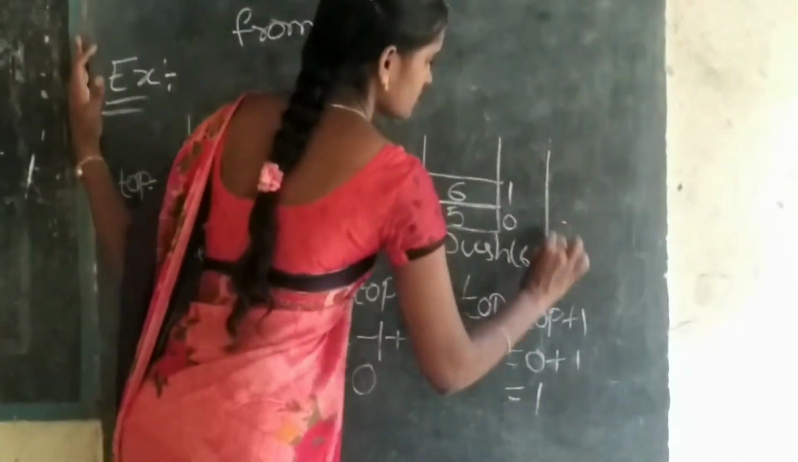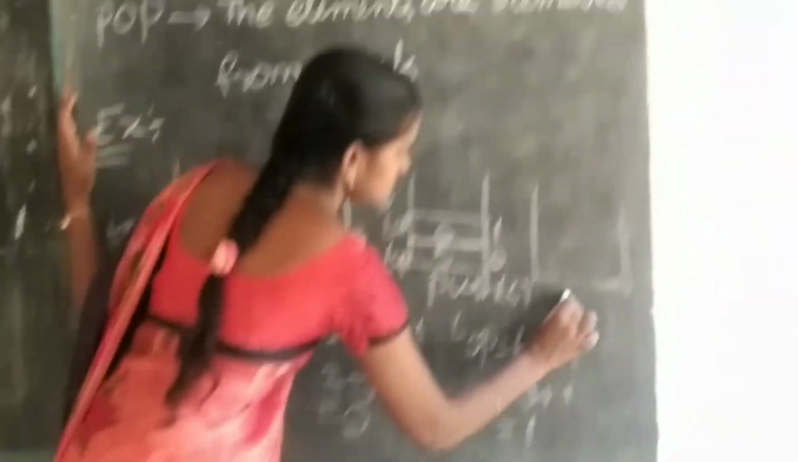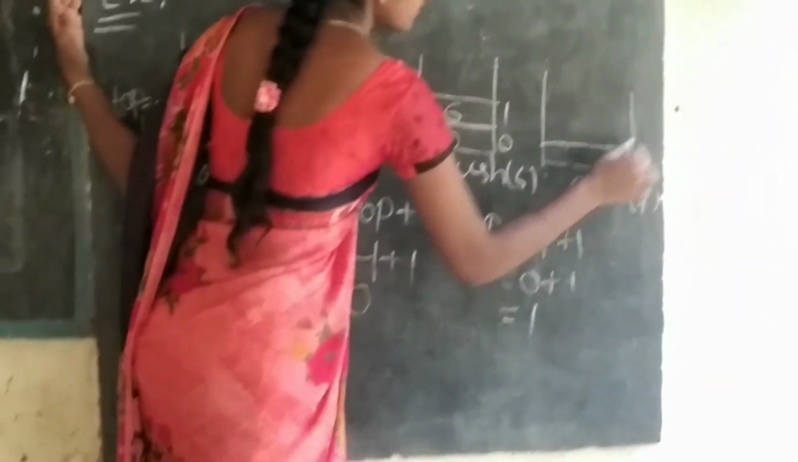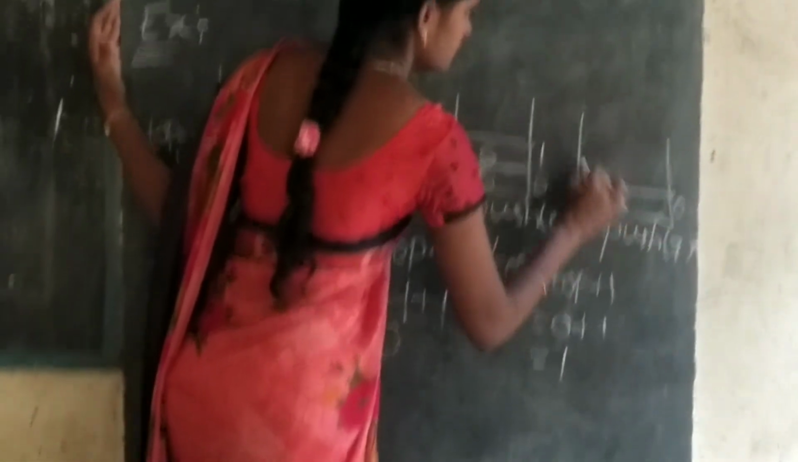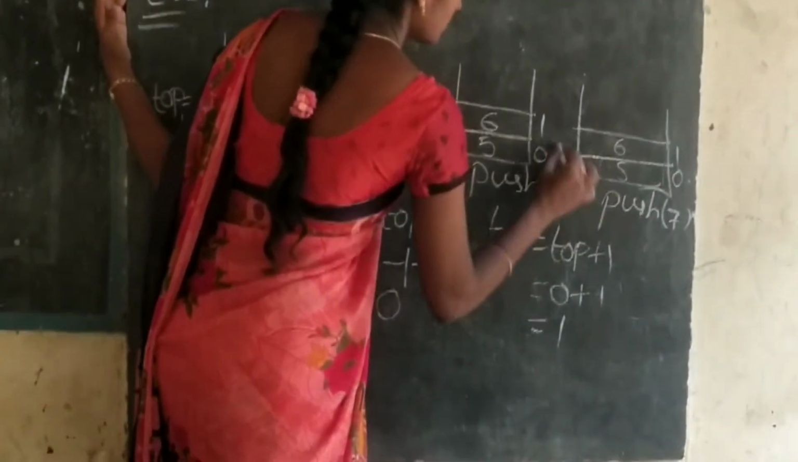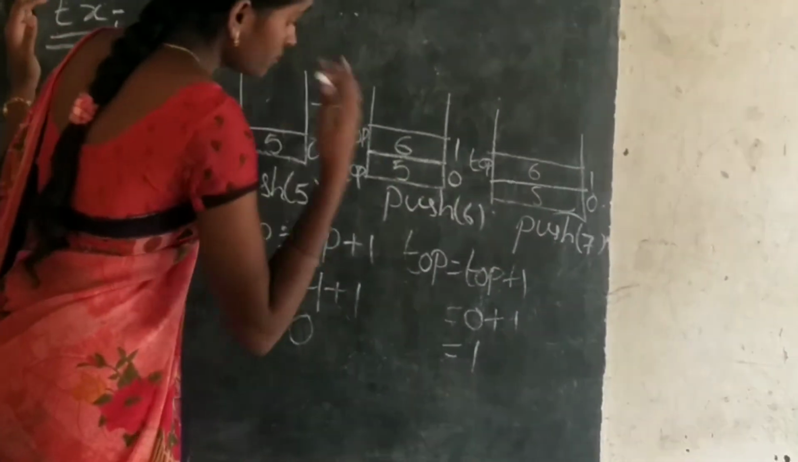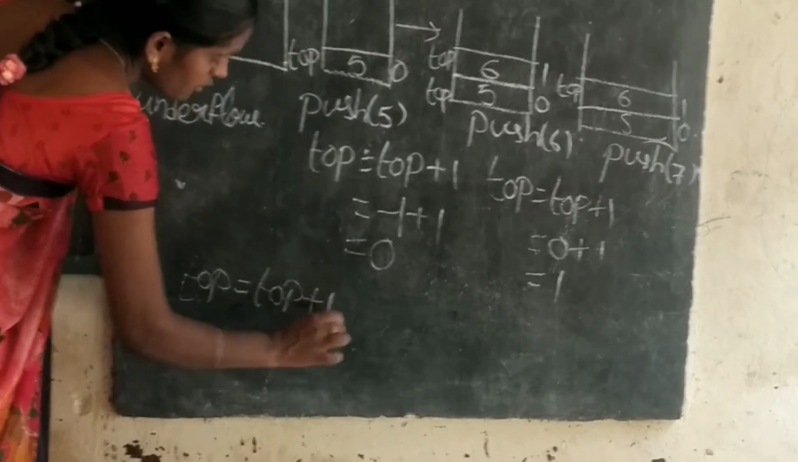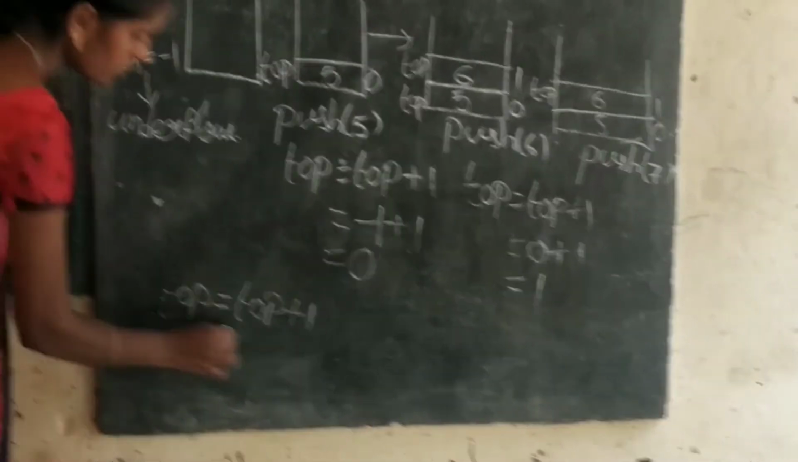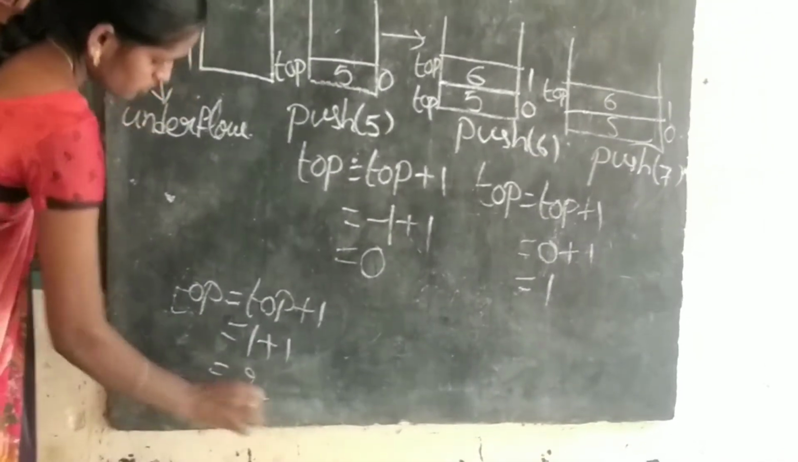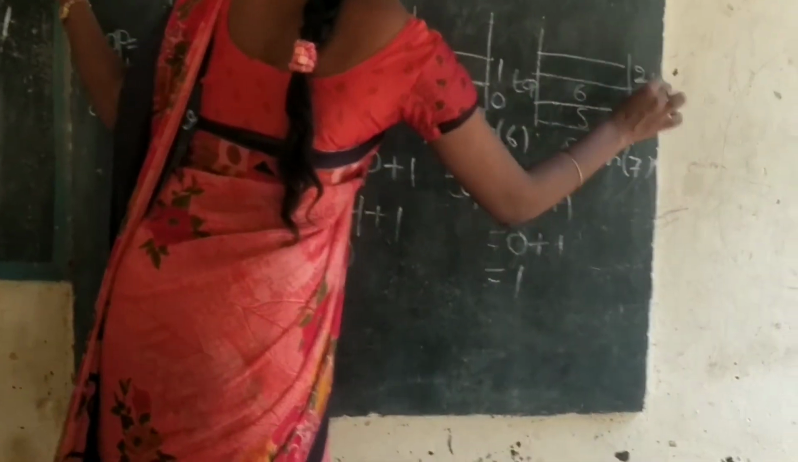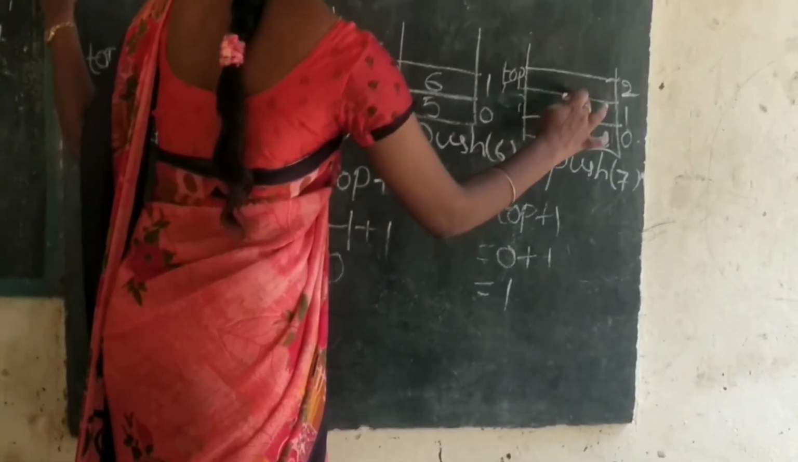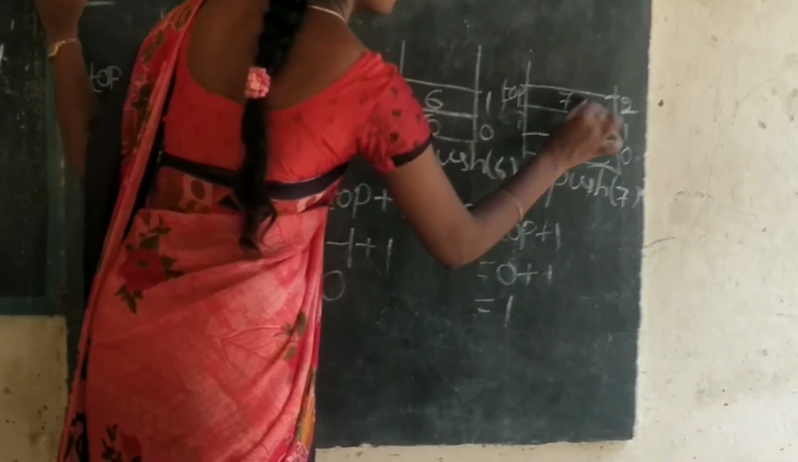Next again, same as before, I want to push 7. That means I want to push the element 7. Already 0 has 5 and 1 has 6. Now top equal to 1. So again we find the top value: top plus 1. Already the top value is 1, so take 1 plus 1 equal to 2. Now top value equal to 2. This top moves to 2. So in this 2 we push the 7.